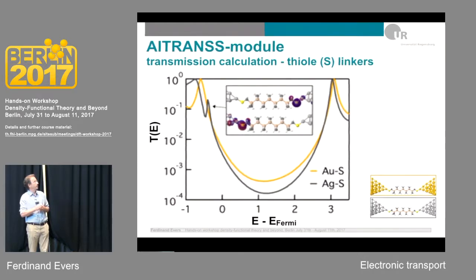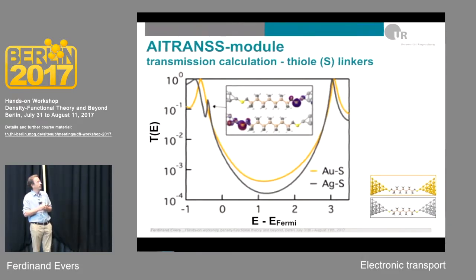And that spike is relatively close to the Fermi energy, and it lifts the transmission of the silver curve quite a bit. So that spike is ultimately responsible for the enhanced conductance of the silver electrodes in the presence of sulfur linkers. And one can trace back where it comes from.